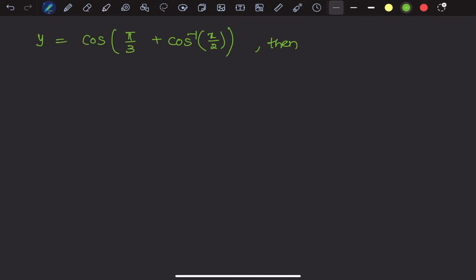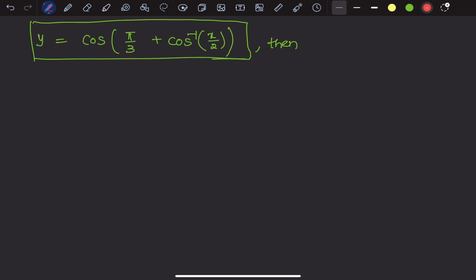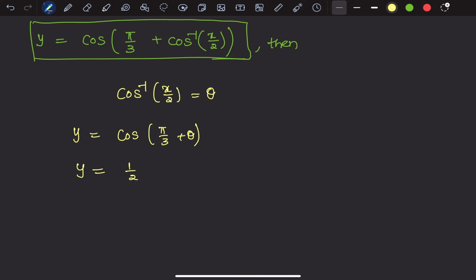So let's move to the next question. This question is from the topic trigonometry. Alright. So here you have this particular function given for y and you have to find out the relation between x and y. So let us solve this. So let us say cos inverse of x by 2 is equals to theta. Then y is equals to cos of pi by 3 plus theta. Alright. Now y is equal to cos a plus b, which is cos pi by 3 cos theta, cos 60 cos theta, minus sin 60 sin theta.